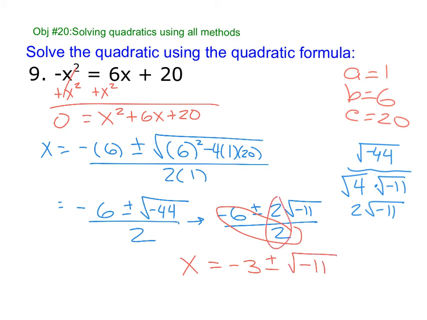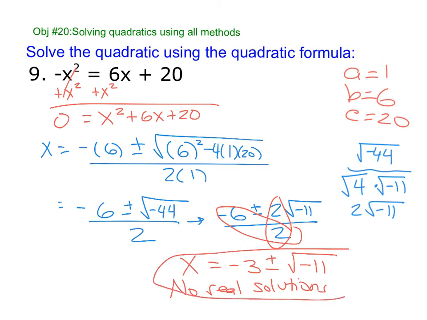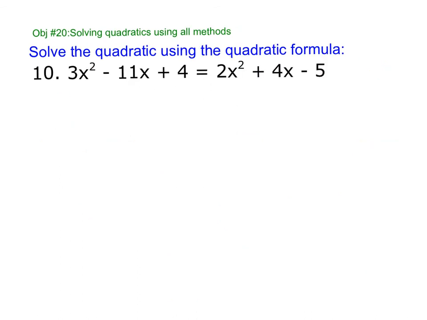And then what do we have to write when we have a negative under the square root? No real solutions. Because you can't have a negative under the square root, right? There's no number times itself that's a negative. A negative times a negative is a positive. All right, last one. Try it on your own.